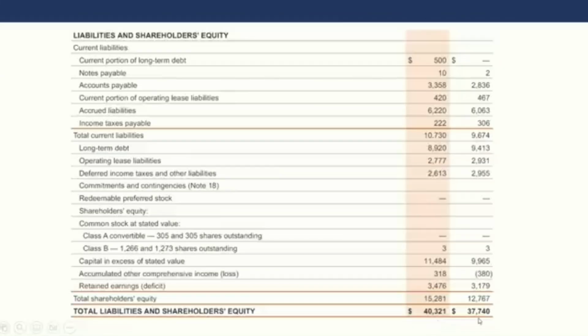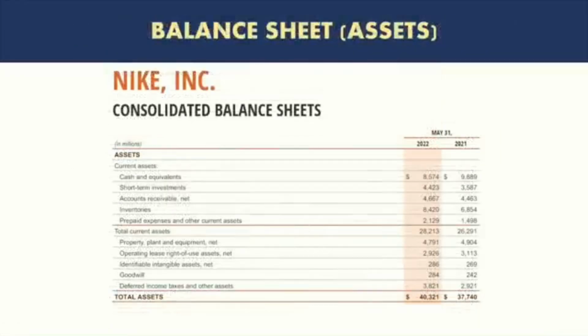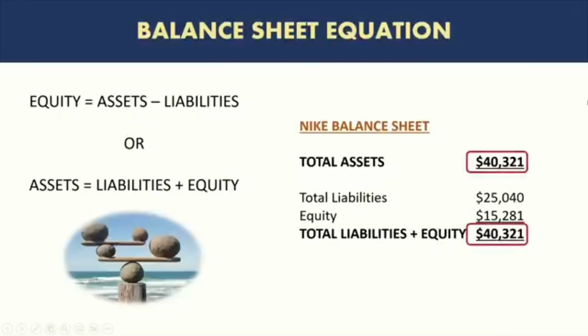If you look at the prior year, the balance sheet was 37.7 billion for equities and liability. And if I go back to the assets, you see assets were also 37.7 billion. So the equation will always balance. The assets will always equal liability and equity. Here you can see again the numbers as we just saw on the financial statements of Nike.